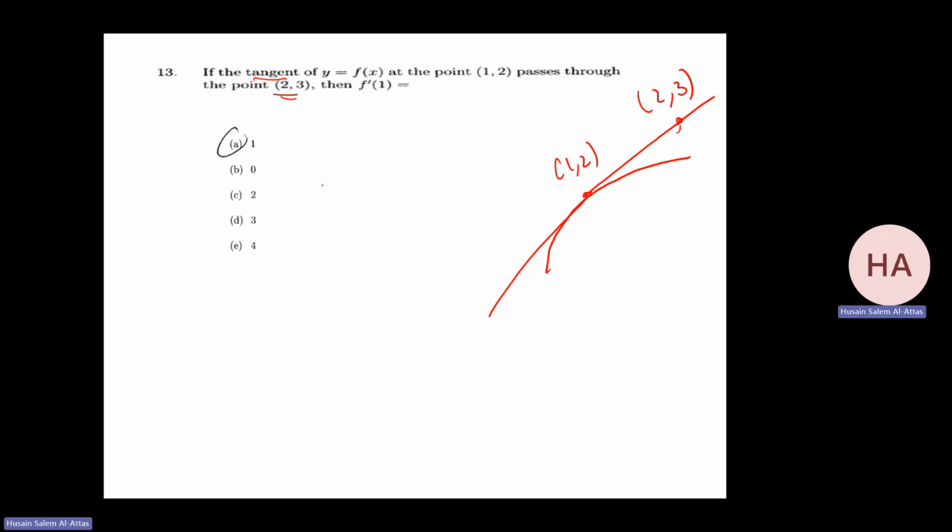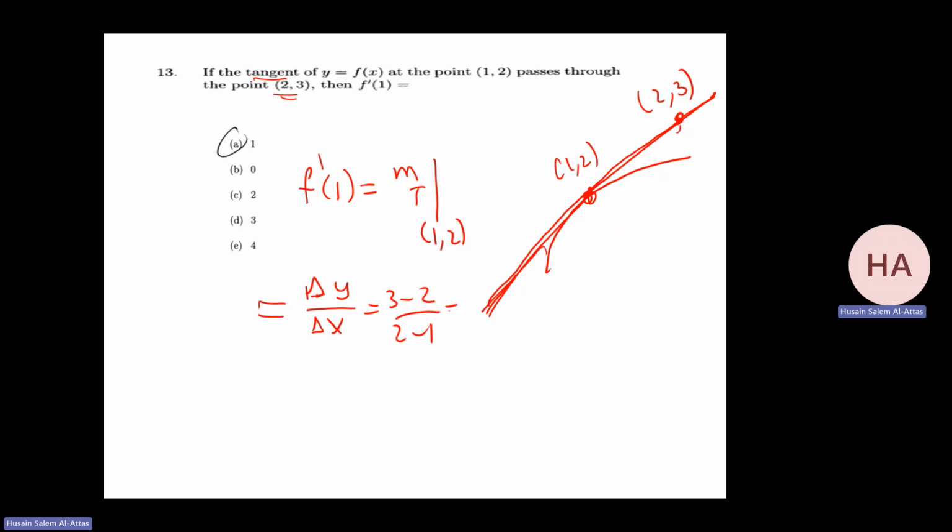How to find f prime at 1? We said f prime at 1 is the slope of the tangent at the point 1 and 2, which is this line. I notice this line, I have 2 points. So I can find the slope using delta y over delta x, which is 3 minus 2 over 2 minus 1, and that will be 1. So that will be my answer.